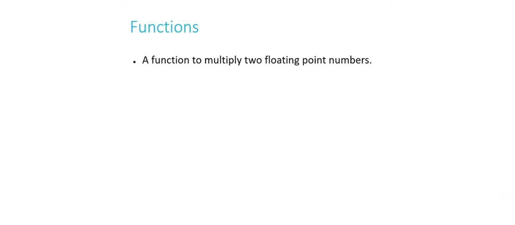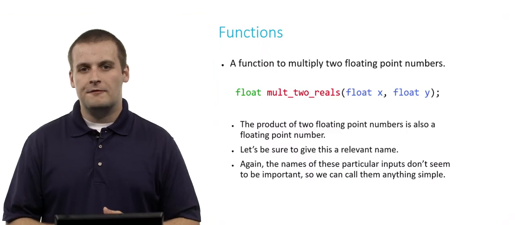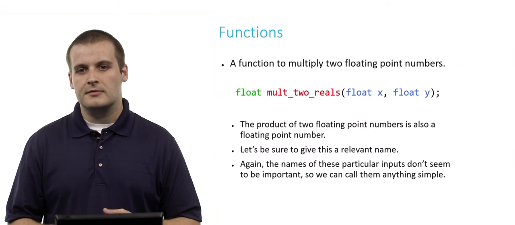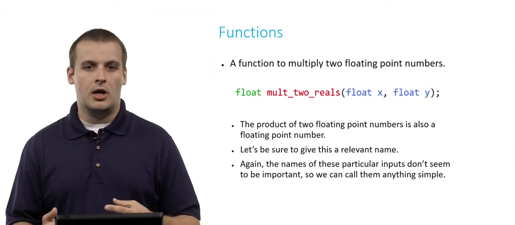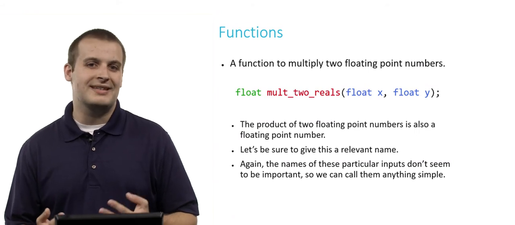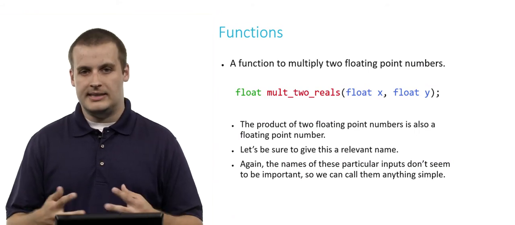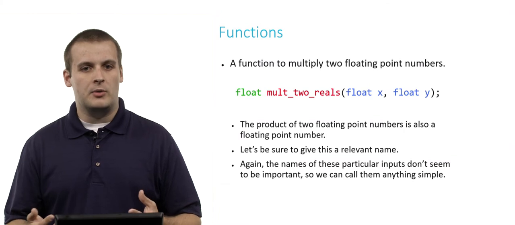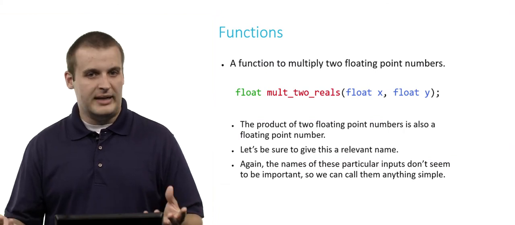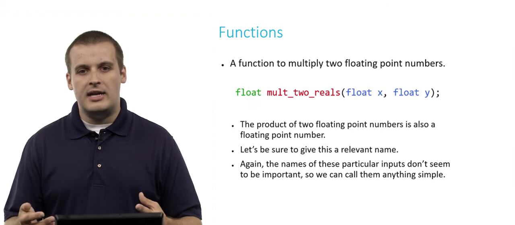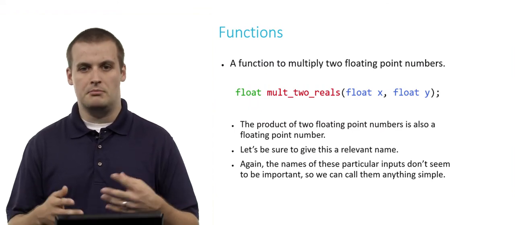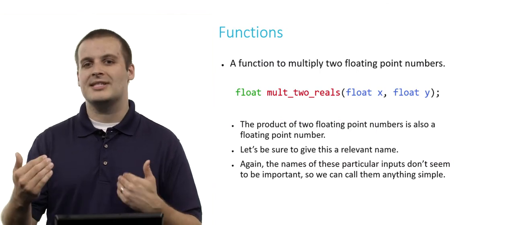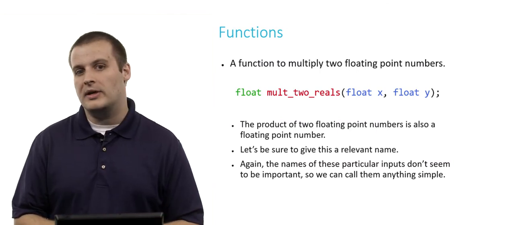All right, hopefully you paused the video. So let's take a look at an example of one possible declaration. float mult2reals(float x, float y). The product of 2 floating point numbers, which recall are how we represent real numbers or numbers with decimal values in C, is going to be a floating point number. When you multiply a decimal by a decimal, you're probably going to get a decimal. We want to give it a relevant name. Multiply 2 reals seems fine, but you could really call it mult2floats or multfloats, anything like that, as long as it gave some actual meaning to what this black box was going to do.